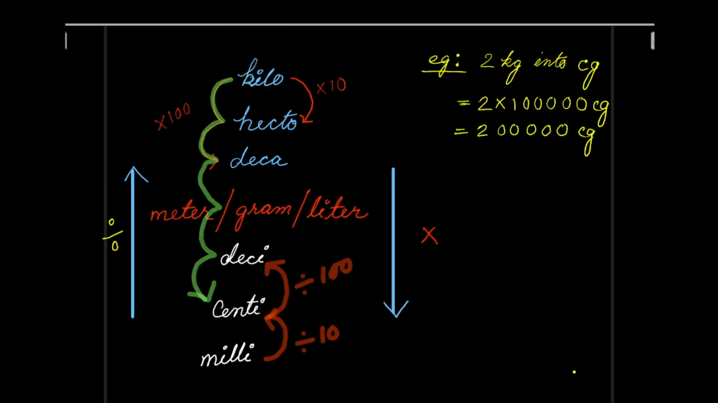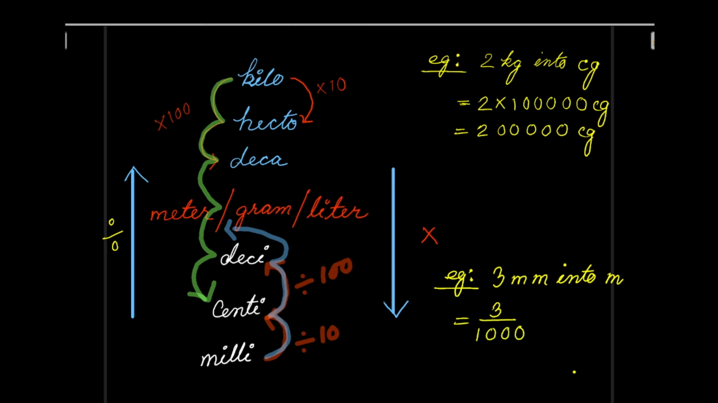Okay, let us take another example from lower to higher. Convert 3 millimeter into meter. Okay, so millimeter to meter. First look at here, how many steps? 1, 2, 3. 3 steps. So what to do? You have to divide that 3 by 1000. Then it will convert into meter. In decimal you can write 0.003 meter.